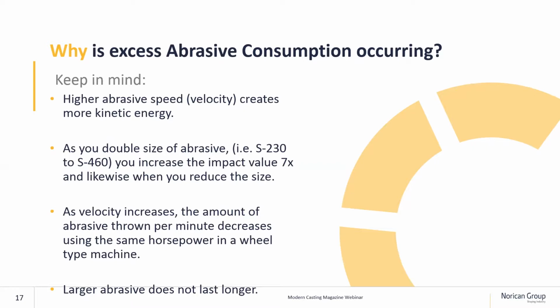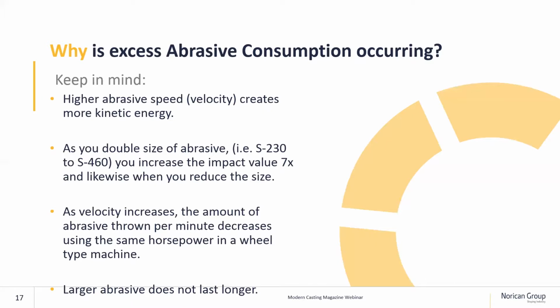Another thing to keep in mind is if you double the size of abrasive, you actually increase the impact value 7 times. And likewise, as you reduce it. So if you go from a 230 to a 460 shot, that impact value at a given velocity, just because of the size of that BB, increases that value 7 times. So as you're looking at doing modifications to an existing machine or something like that, it's just something that you want to take into account.